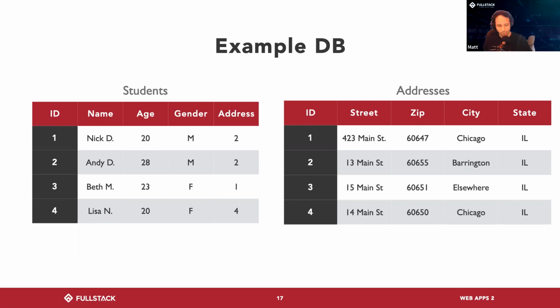Same idea here. Now, if you look at the students table, you'll notice there is another key. We call it a foreign key. So if you look at Nick D and Andy D, they both have a foreign key under address of 2. That means if you go to the address table and look under entry 2, that is all the information there. So Nick and Andy live at 13 Main Street in Barrington, Illinois. Okay. Beth, if you look under her address, she has the foreign key of 1. So it just means I go to the address table, I look under ID 1, that means Beth must live in 423 Main Street. Okay.